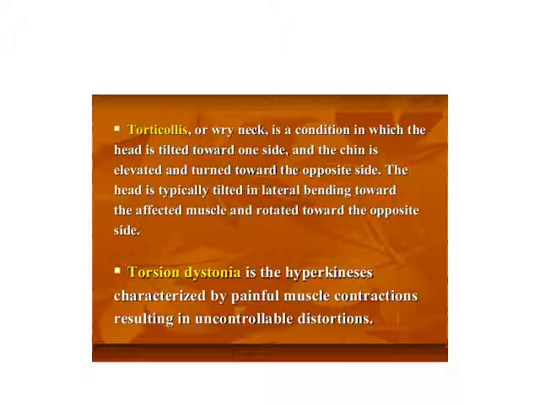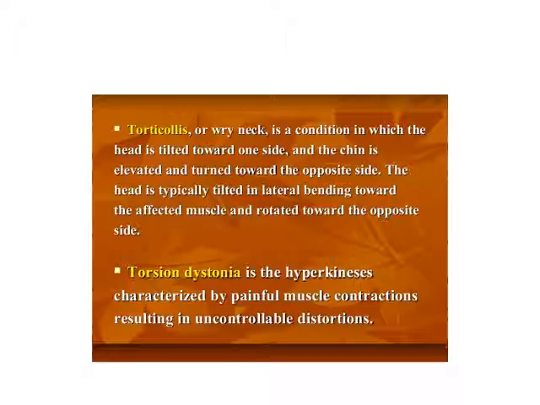The hemiballismus affects the muscles due to subthalamic nucleus affection. Torticollis, as we said before, there is head tilt towards one side. The chin is elevated and turned towards the opposite side. The head is typically tilted in lateral bending towards the affected muscle and rotated towards the opposite side.